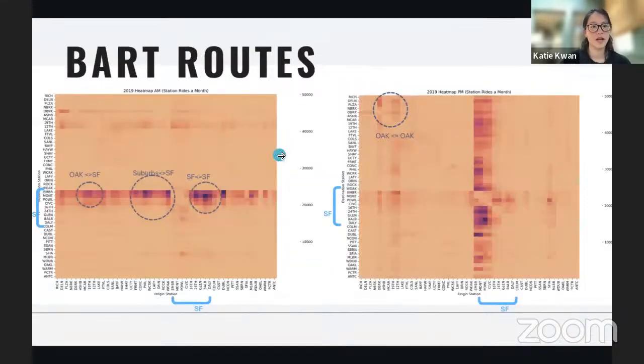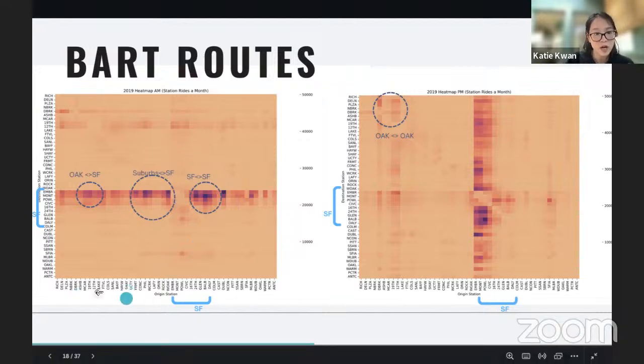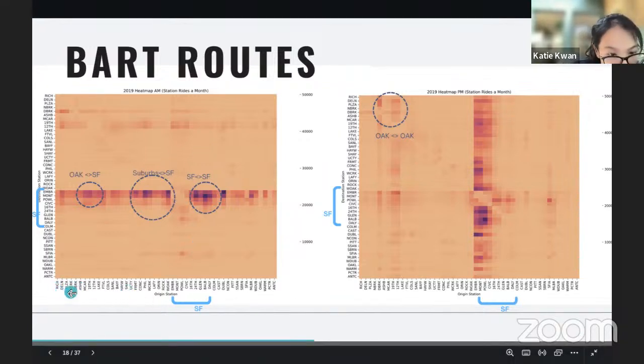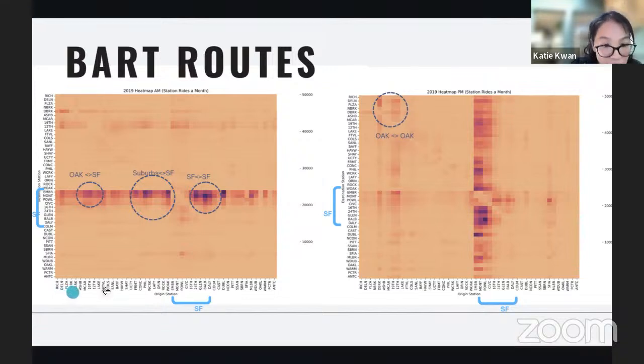All right, so where are they going? Since I had origin and destination information, I wanted to chart a heat map of where they're coming from and where they're going. So lots of colors here. On the bottom, we've got origin stations. These tick marks are each and every single station. And on the y-axis is our destination station. This is for the AM and this is for the PM.